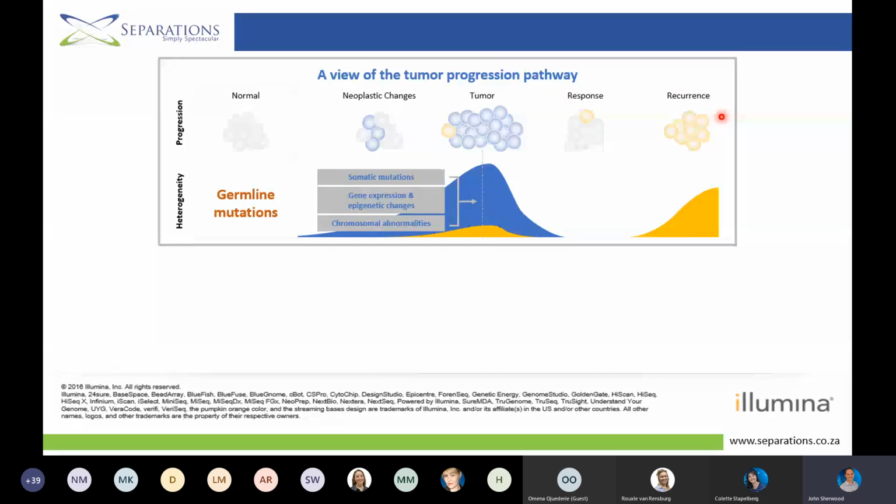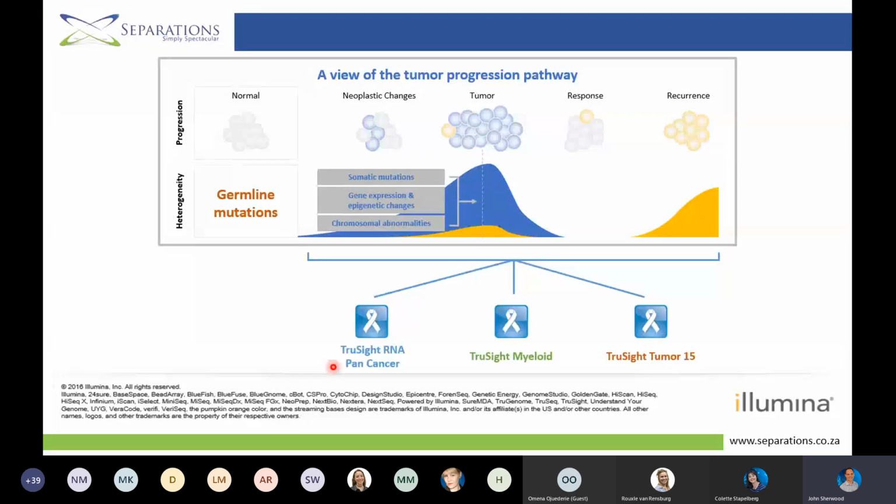Now, there are many techniques and many options available from Illumina, but three that we'll focus on today are the TrueSight RNA pan-cancer, which focuses on 7 different types of cancer, including things like gastric and esophageal and lung cancer; Myeloid, which will basically look at your leukemias, so your most common types of leukemias; and then, for example, your TrueSight Tumor 15, which focuses on a couple of genes that are either tumor suppressor genes or cell cycle related genes as well.